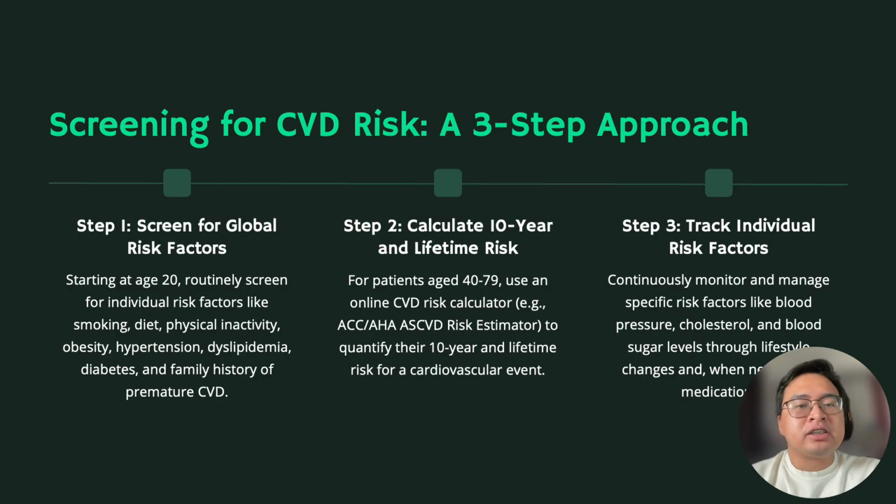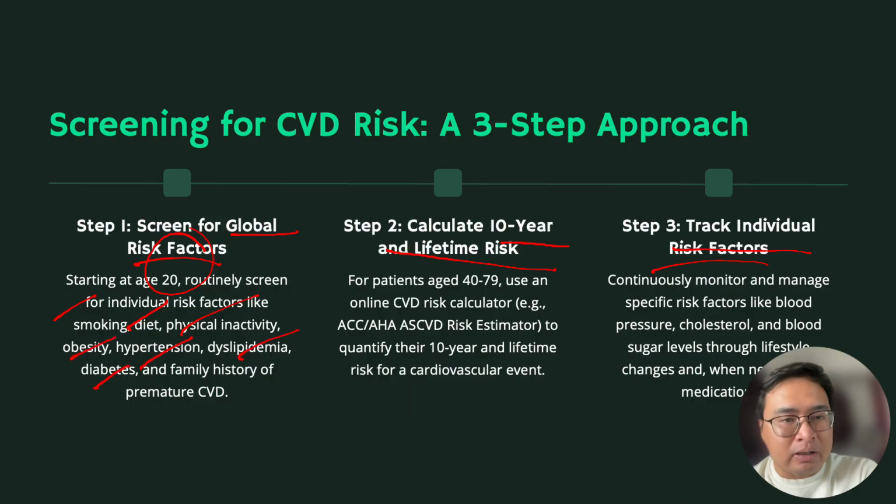So how do you screen for the risk of cardiovascular disease? There are 3 steps. Step 1, global risk factors. Step 2, 10-year and lifetime risk. And lastly, tracking of individual risk factors. So for step 1, you do it starting at the age of 20 years old. You ask for individual risk factors such as smoking, diet, physical inactivity, obesity, hypertension, dyslipidemia, diabetes, and a family history of premature CVD. Next, for those aged 40 to 79, you could use an online risk calculator from the ACC and AHA to quantify the 10-year and lifetime risk for a cardiovascular event.